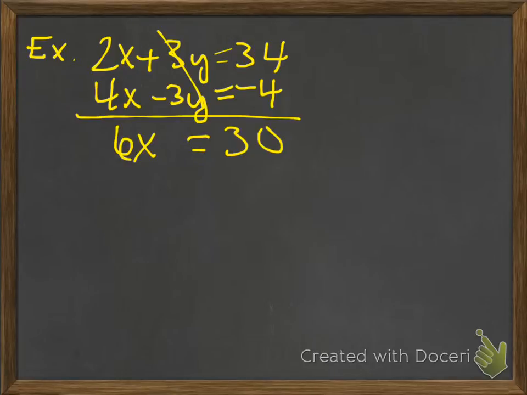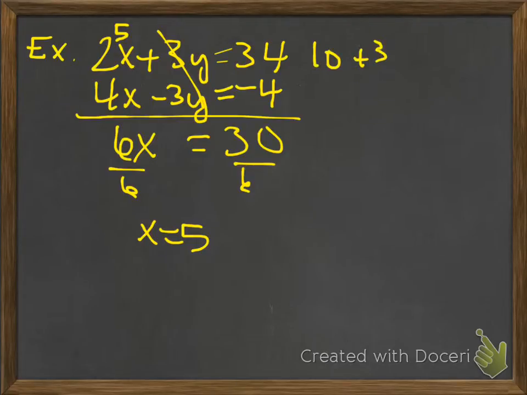Every time right after you eliminate like that and combine them, your next step will always be to divide. That's the only thing that should be next. So divide by 6, and x equals 5. And then you just put it in, right? Exactly. To find the y, I will put it in. It does not matter which equation. So putting the 5 here, you could say that's 10 plus 3y equals 34.